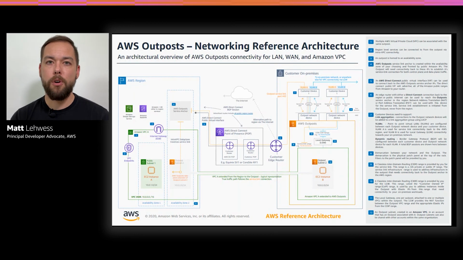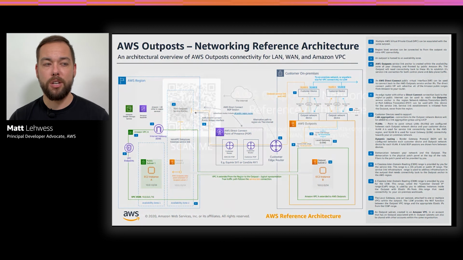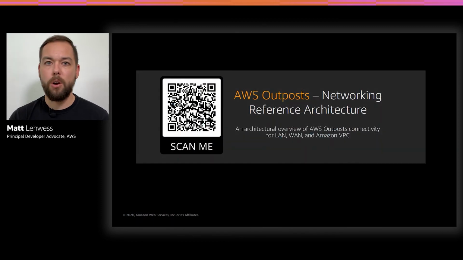But for networking inside the outpost, we have this reference architecture, and don't feel like you need to investigate it all right now. There's a whole bunch of content in here, but this is something we released a couple of weeks ago, which gives you all of the details that you need to connect from an outpost to your local networking, and from an outpost back to the region, and how all of those components sit together. We've got a QR code here. Feel free to scan that with your mobile device, and that'll take you to the reference architecture where you can download it and view it in your own time. There's a lot of details in that, but feel free to grab it through the QR code here.